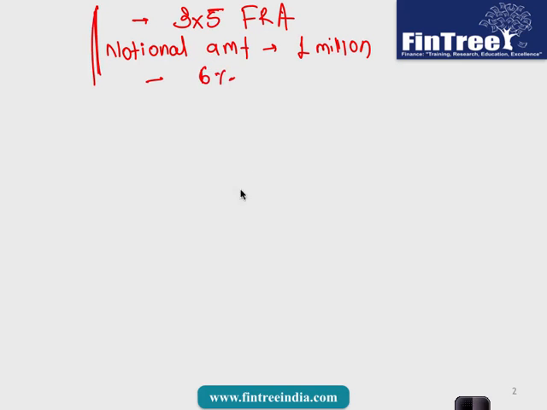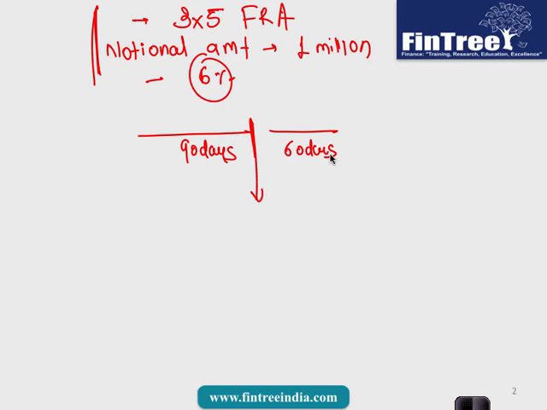Now a 3 by 5 FRA means after 90 days we are going to take loan of how many days? 60 days. Okay. So when you are on this date, the day on which contract expired, you are going to take loan at 6%, but out of curiosity, you just ask the dealer what is the current 60-day rate, and current 60-day rate turned out to be, let us say, 9%.